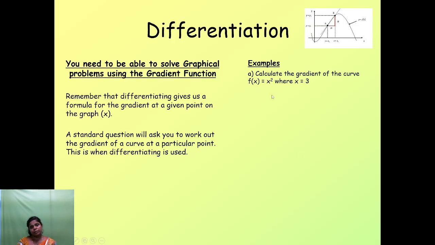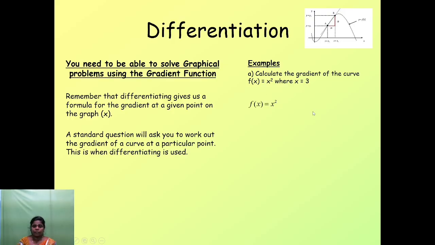Next we work out the gradient of a curve at a particular point. This is when differentiating is used. Here, for example, x is equal to 3 is a particular point. We substitute into f of x is equal to x square.